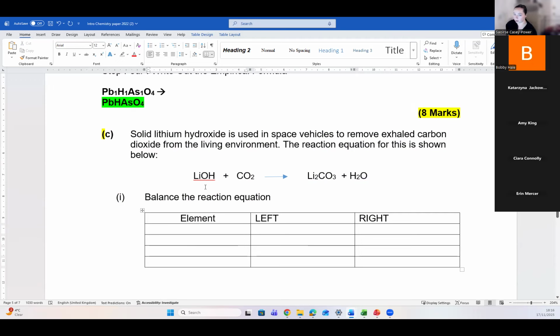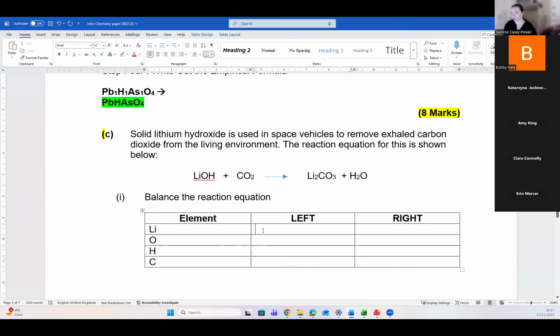And then I'm going to list all of the elements that we have on each side of the equation, all right? So I have lithium here, coming from there. I have oxygen, I have hydrogen, and I have carbon. And that's all I should have, okay? Because I can't create anything on the right-hand side. So I should have everything covered there as your elements, and then we have the left and the right-hand side.